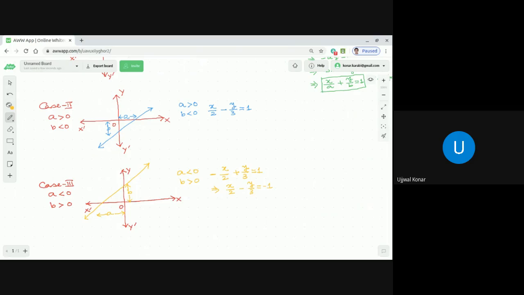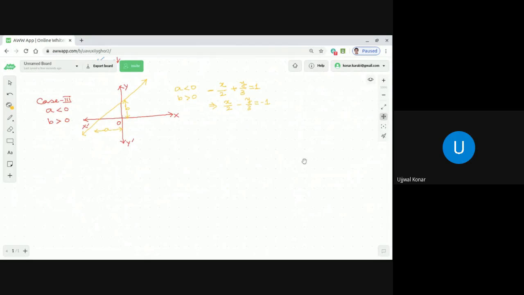Okay. Now let's look into the fourth case. The fourth case is when both are negative, A is less than 0 and B is less than 0. Okay. So now we are going to discuss case 4. Okay, here A is less than 0 and B is also less than 0. So let's see how it looks like, dear students.